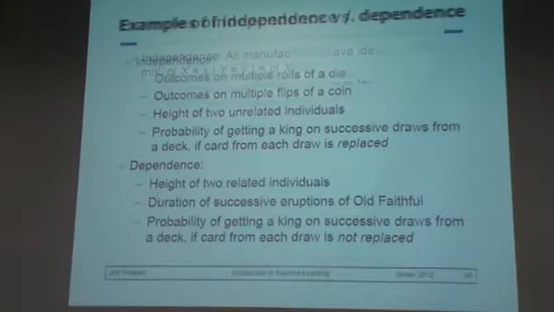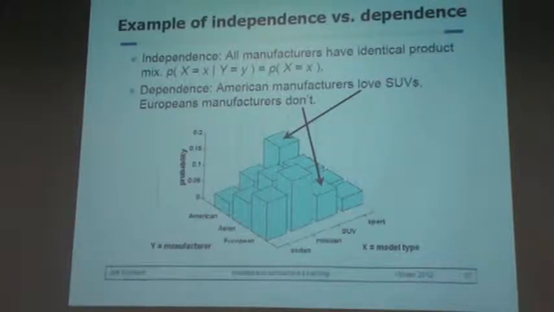So dependence and independence. This is independence: all manufacturers have the identical product. Then it's independent. But if American manufacturers love the SUV and European manufacturers don't, then it may be affected.